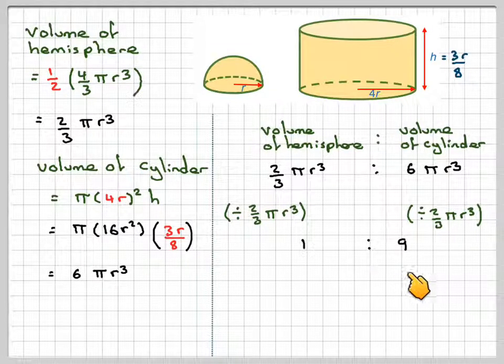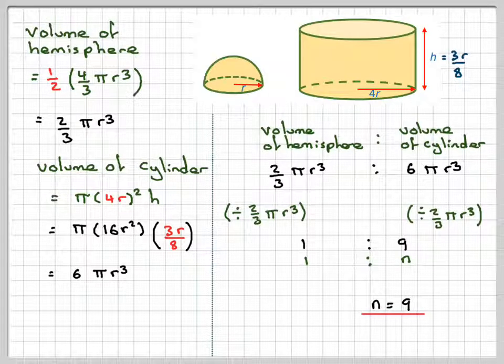So the ratio is 1 to 9, and comparing that with the ratio of 1 to n, that means that n would have to be equal to 9. So this has been a video to show you how to find a ratio given some surface areas, and then being able to calculate volumes in order to calculate a volume ratio in the form 1 to n. I hope you've understood, and I thank you very much for watching.